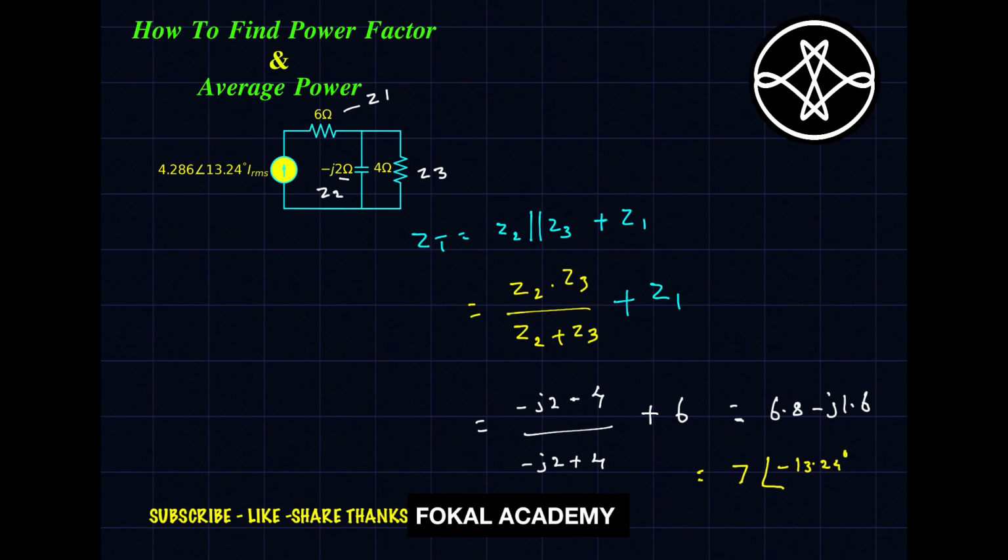If you don't have a calculator, let's see how to find the amplitude. Let's consider this as x plus jy. The amplitude is the root of x squared plus y squared, which gives 7, and the phase is tan inverse of y by x, where y is the imaginary part and x is the real part. Substituting that, we will get the phase, that is minus 13.24 degrees. Now we can easily find the power factor.